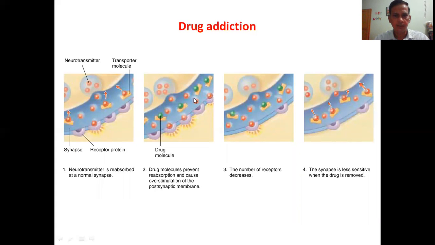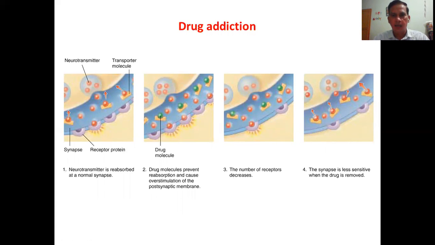the pleasure time. However, because of this prolonged excitation, or the prolonged availability of dopamine, the neurons will respond back. So what will they do? They will reduce the number of receptors. You can see here, there are a couple of receptors present. So their number of receptors will decrease.